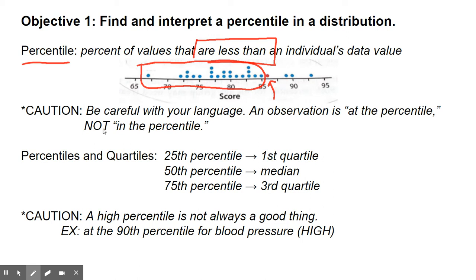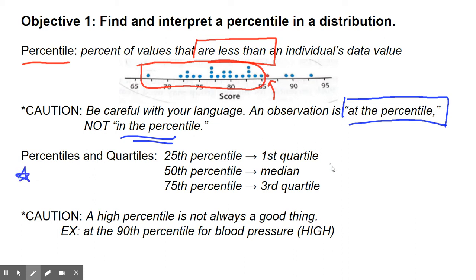Caution here, be careful of your language. We use the words at the percentile, not in the percentile. The idea is that my data value is not in the data, right? It's outside. So I'm at that percentile. Everybody else is less than me.